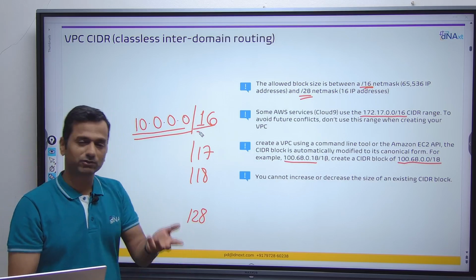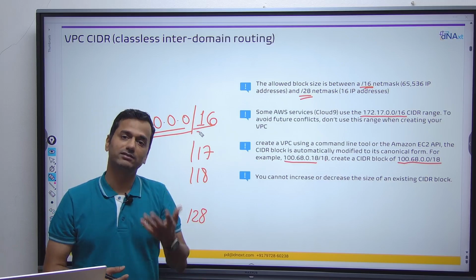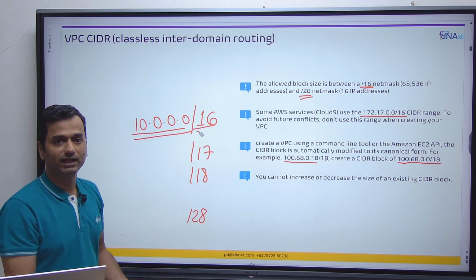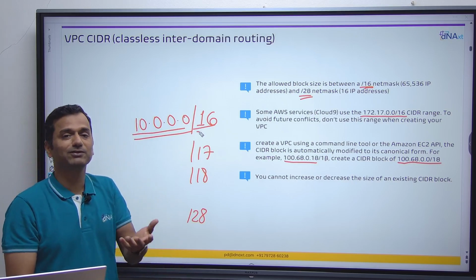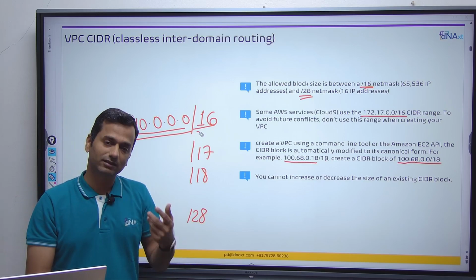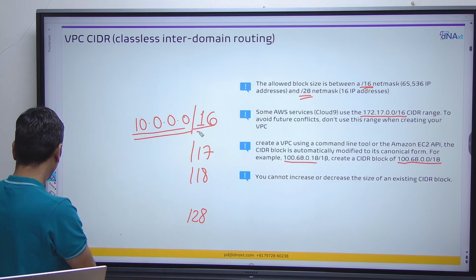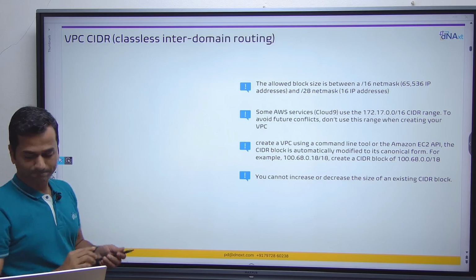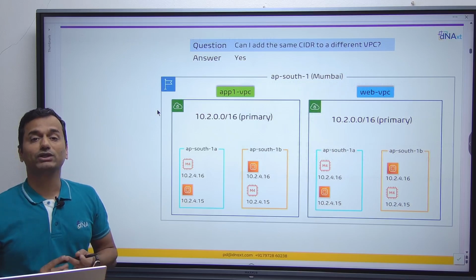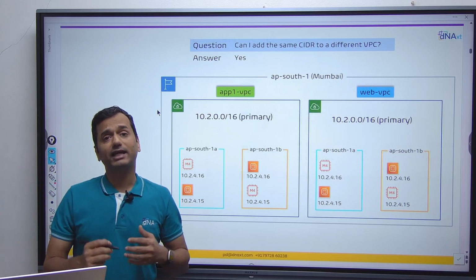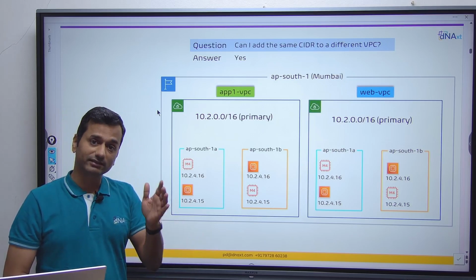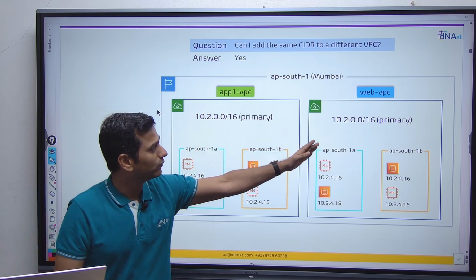See, guys, what is the purpose of CIDR? Ultimately, it is to create a subnet under the CIDR. That is the main purpose. Okay. AWS won't allow you to create a VPC if you don't define the CIDR. CIDR is compulsory to define. Okay. Next. Question: can I add the same CIDR to a different VPC? Answer is yes. But again, it is a conflicting scenario.